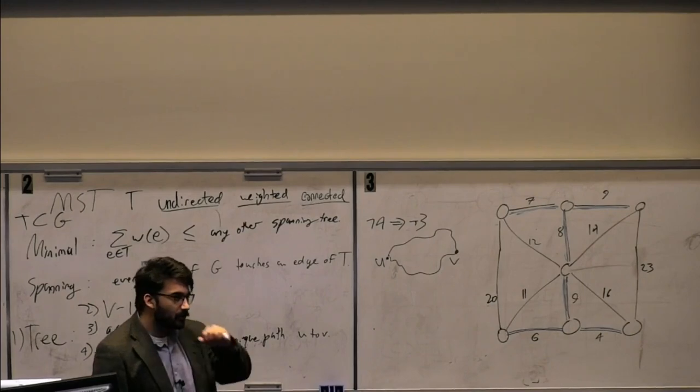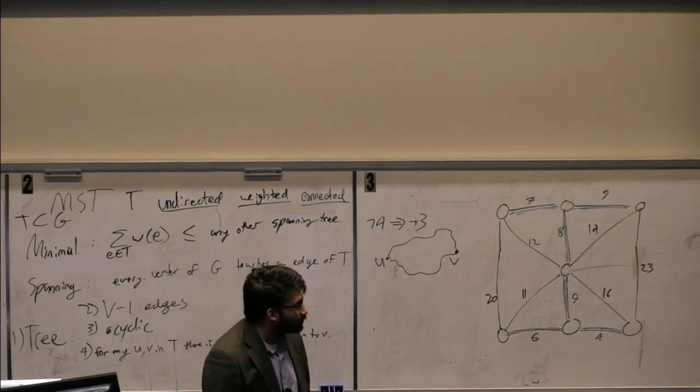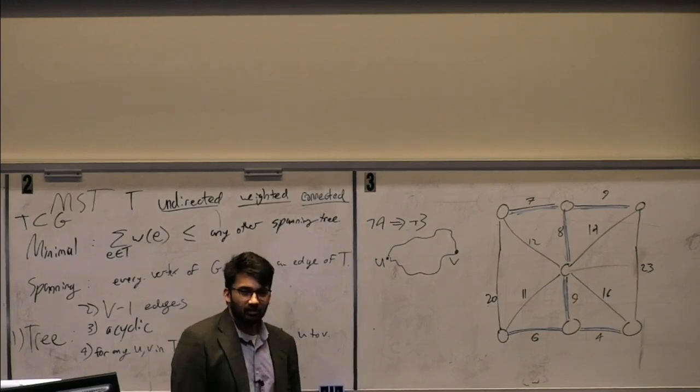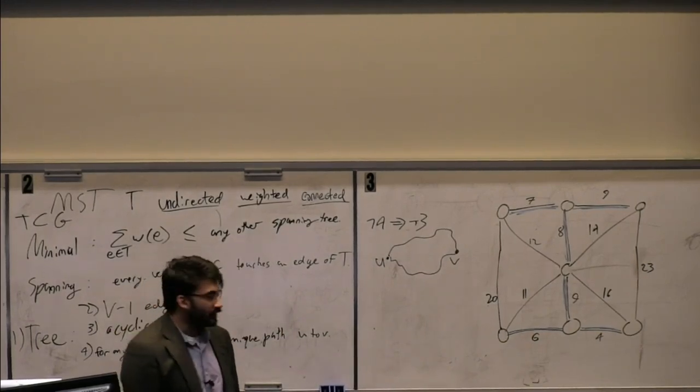But the way I computed the minimum spanning tree is I just simply chose the edge that was the smallest, and then I added it to the tree unless it formed a cycle. And that's all Kruskal's algorithm is. That's all of it.